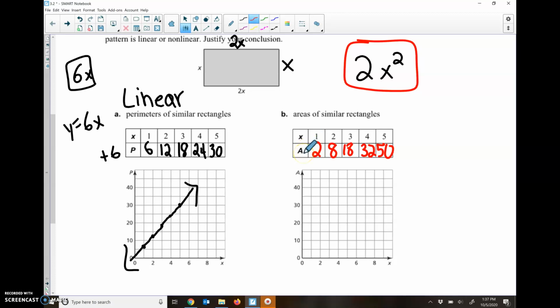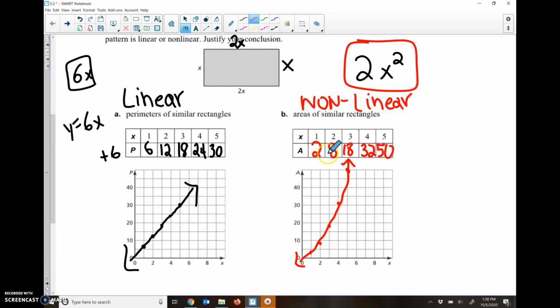All right, now let's look at the area. So I have 1 and 2, 2 and 8, 3 and 18, 4 and 32, and 5 and 50. Okay, as we can tell here now, this is not going to be a straight line. It's going to have that curve, so this is non-linear. And we can also tell again by the table.